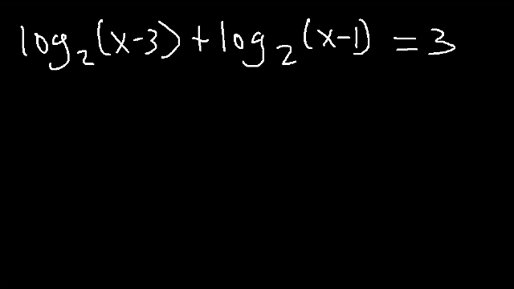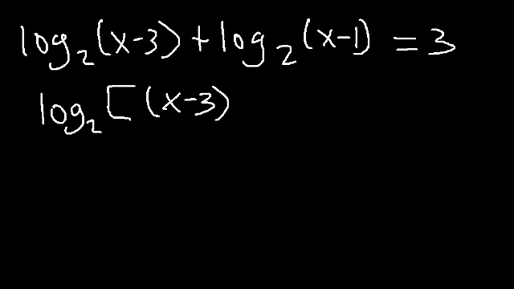Try that one. So what do you think is the first thing we need to do to solve for x? What we should do is condense the two logs into a single log by means of multiplication. So it's log base 2 of x minus 3 times x minus 1 is equal to 3.